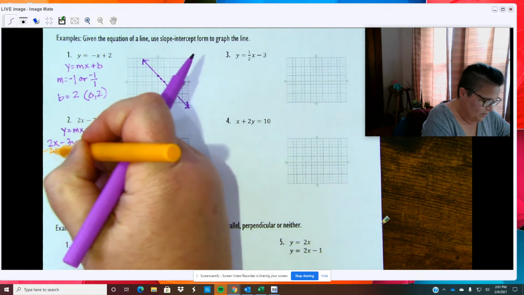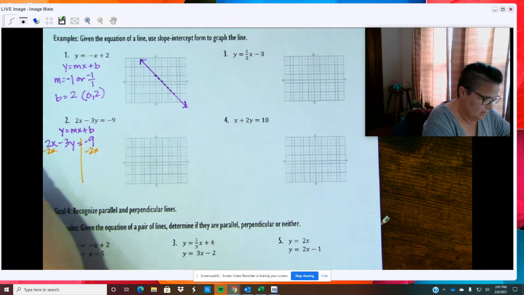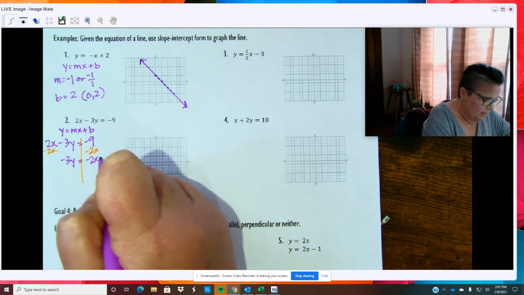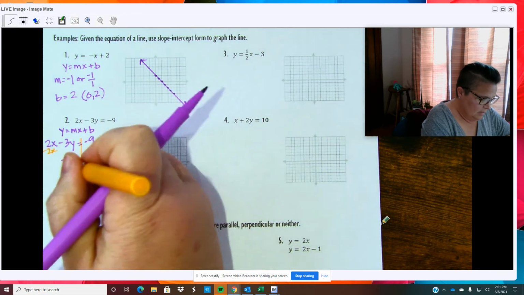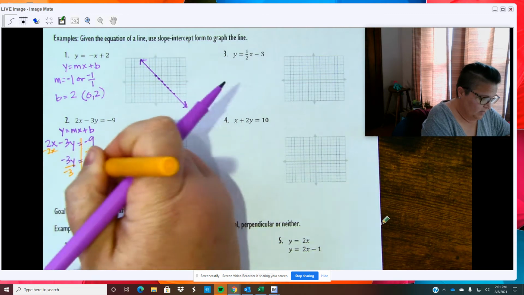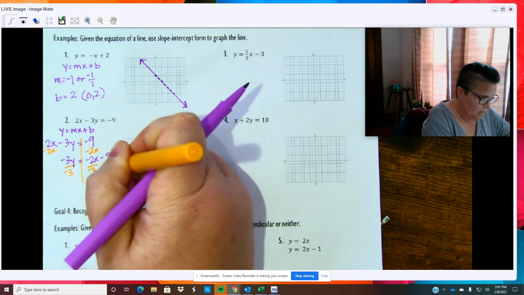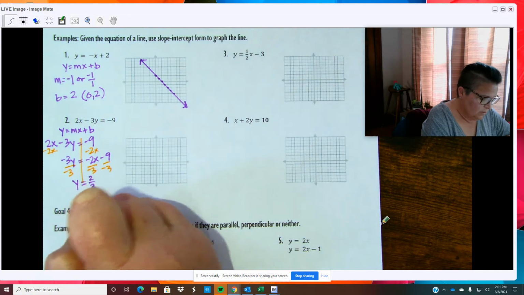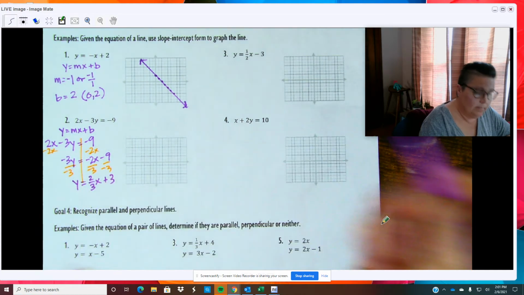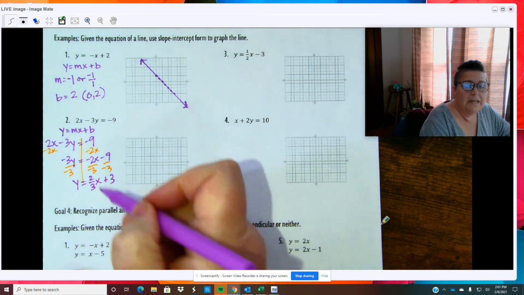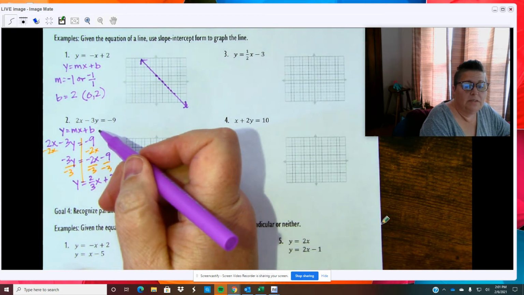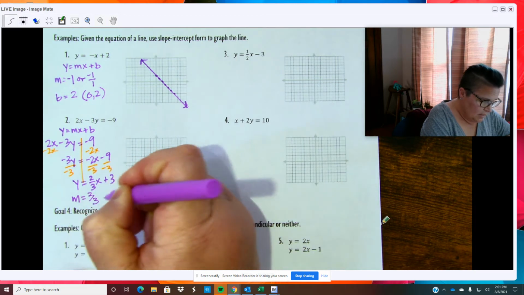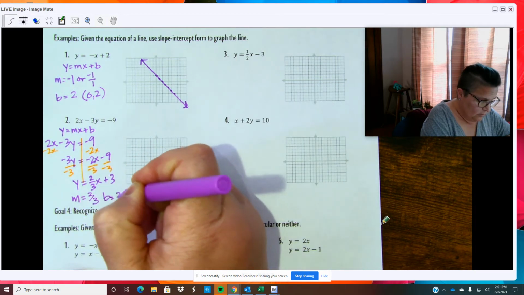So I'm going to subtract 2x from both sides. This gives me negative 3y is equal to negative 2x minus 9. Now to isolate the y, I'm going to divide everything by negative 3. So we have y is equal to 2/3 x plus 3. From here, it is now in that form, y equals mx plus b. I can see my m is 2/3 and my b is equal to 3.